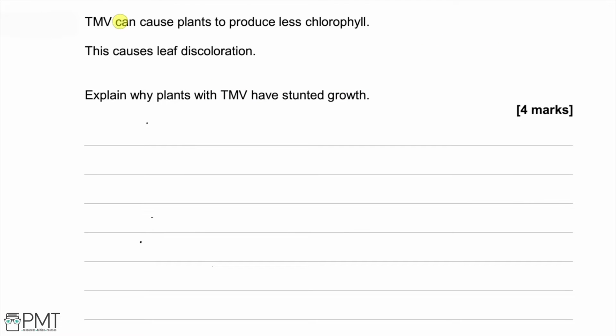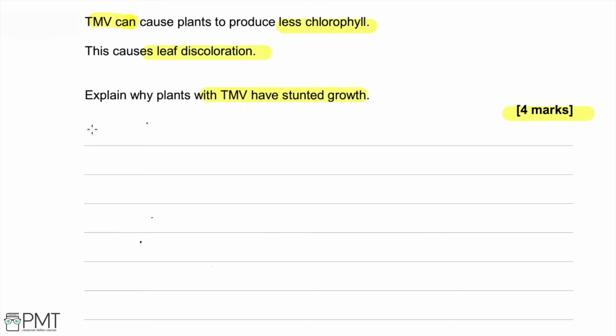TMV can cause plants to produce less chlorophyll. This causes leaf discoloration. Explain why plants with TMV have stunted growth. It's a 4-mark question, but this question is actually level marked. However, it's still good to aim for 4 clear, concise points.